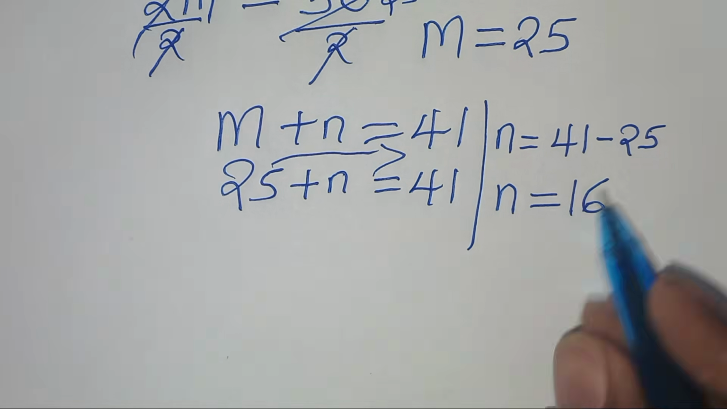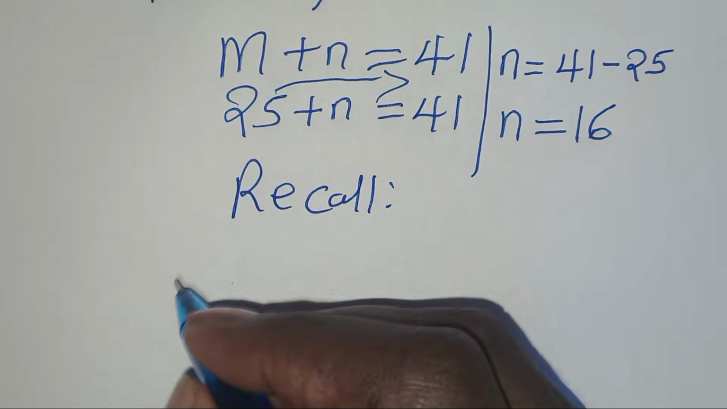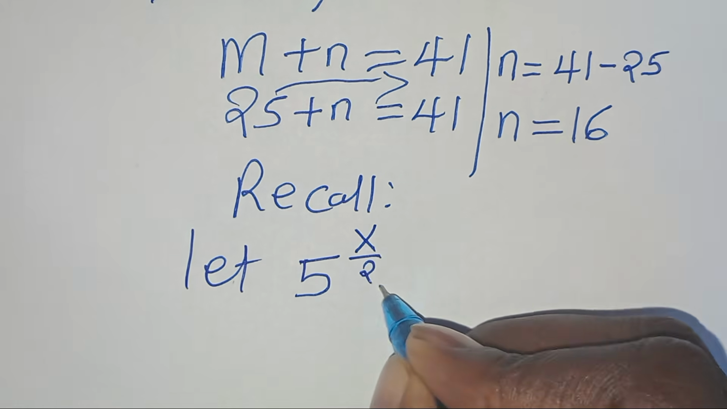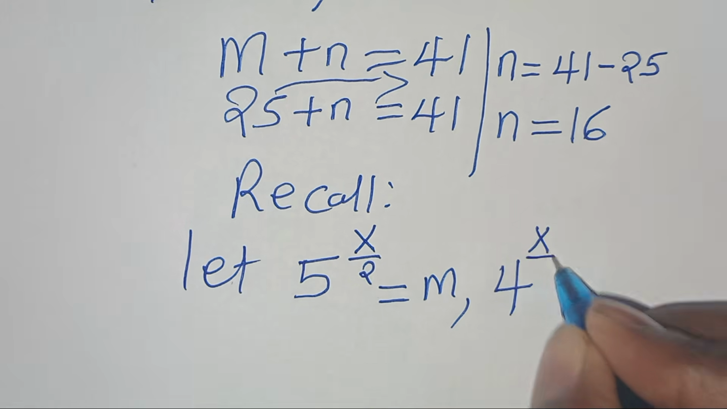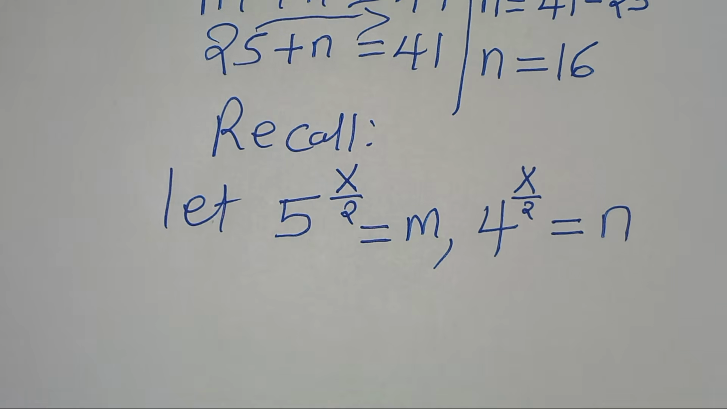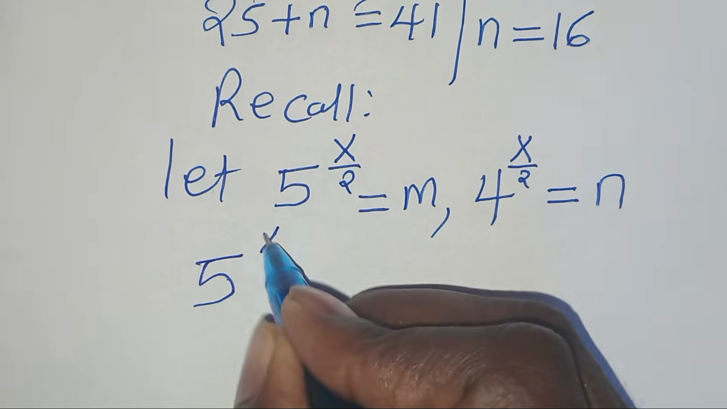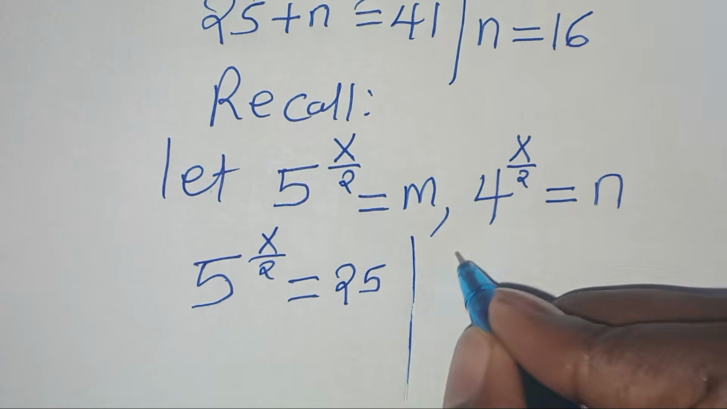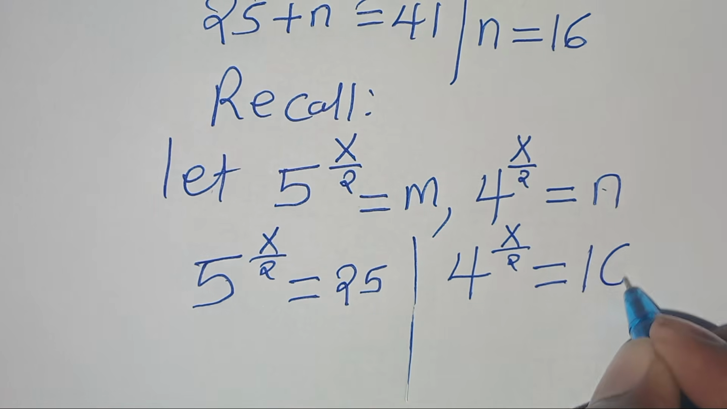Now, the next step from here, if you recall, we let 5 to the power of x over 2 be equal to m, and we let 4 raised to the power of x over 2 be equal to n. So let's substitute m and n here. So we have 5 raised to the power of x over 2 equal to m, which is 25. And we have 4 raised to the power of x over 2 equal to n, and n is equal to 16.